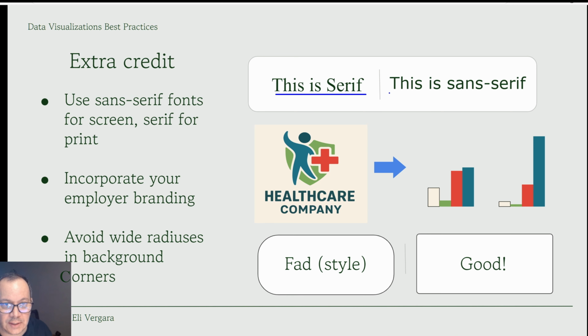So for screen, it's always better to use sans-serif. Sans-serif means that there are no fancy elegant tips at the end of the letter. Every curve is just a normal straight curve. There's nothing embellishing these letters, right? Again, use sans-serif fonts for screen and serif for print.